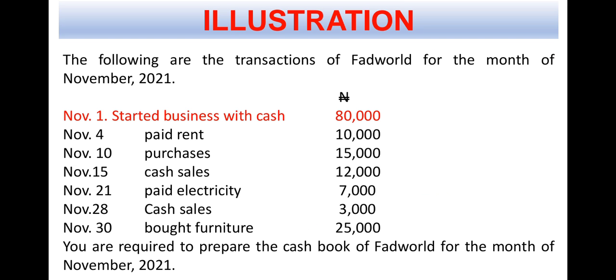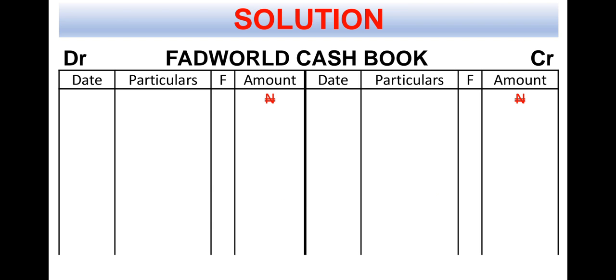Let's go to the question. November 1, started business with cash 80,000 naira. If you remember, the money used to start a business is called what? Capital. So which means capital is 80,000. We go to our cash book, November 1. The unit of measurement, we put it, if it is naira, if it is dollar. So November 1, that is 0111, capital. How much is it? 80,000 naira. So that is the treatment of that entry.